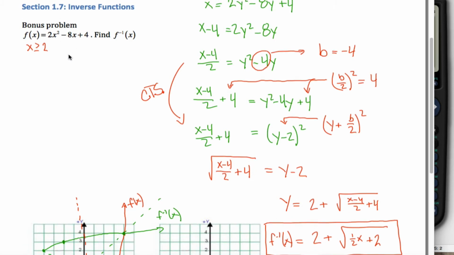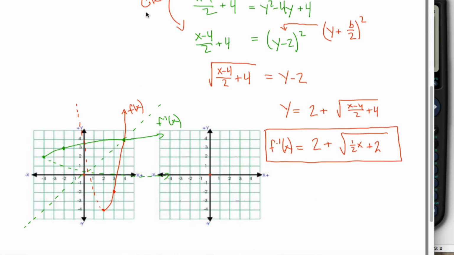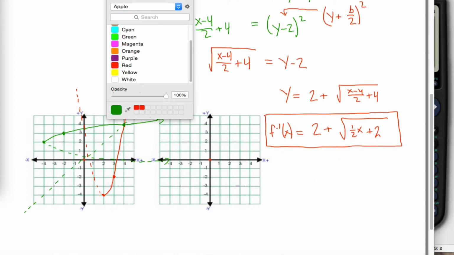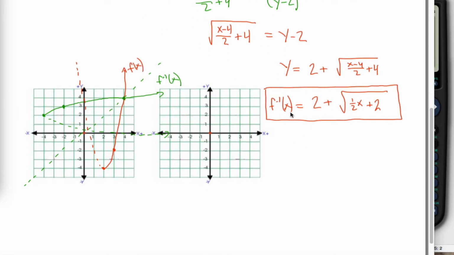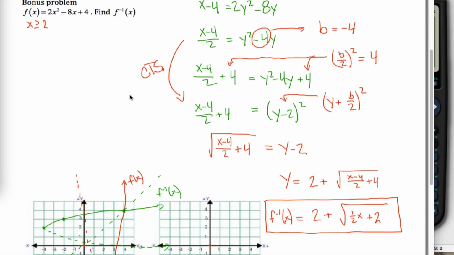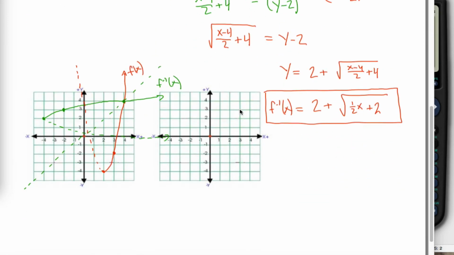In fact, you could check your answer. You could check your answer a lot of different ways. I'm going to show you a couple. I could take this as a function and find its inverse. The inverse of this function should be this thing right here. Let's see if it works. Make this y equals 2 plus the square root of 1/2 x plus 2. So subtract 2 from both sides. Square both sides of the equation.